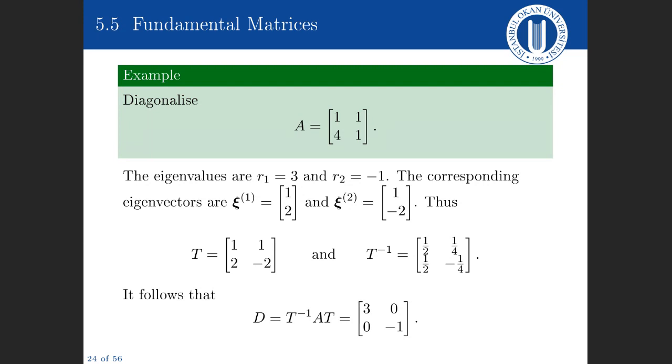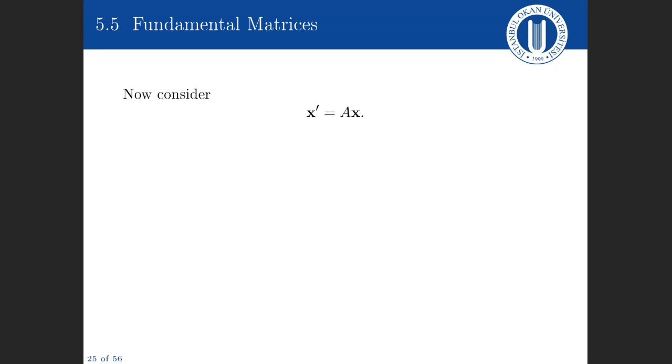It follows that T inverse A T is a diagonal matrix, and you will recall from your linear algebra lessons that it's the diagonal matrix where the entries on the main diagonal are the eigenvalues 3 and minus 1. Go back to the general equation again. X prime is equal to AX.